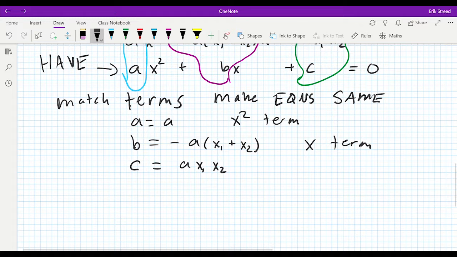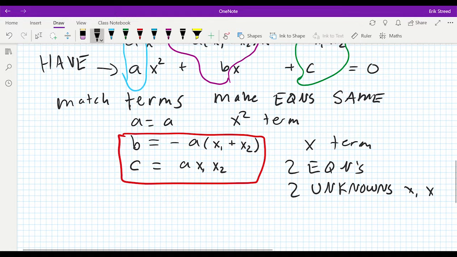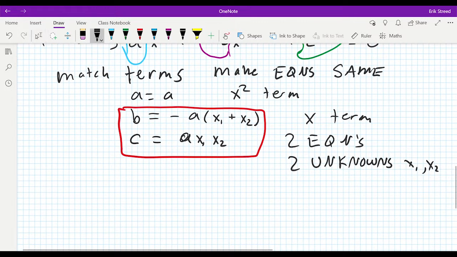A is equal to a isn't a terribly useful statement, but these two other things are pretty useful. We've got two equations, and two unknowns, x1 and x2. And everything else is known. We know what A is, we know what B is, we know what C is. So we're done. Everything's happy. Except we don't know what x1 and x2 are. Okay, well, let's solve that.